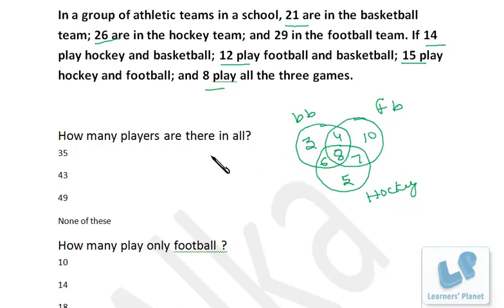How many players are there in all? You just add up all the numbers and you'll be getting the answer instantly. 10 plus 5, 15 and 7, 22. 22 plus 4, 26. 26 and 8, 34, 40 and 43. Right? So simply you can answer the question. How many play only football? Only football, 10 people. Right? Once you solve the Venn diagram, after that whatever the number of questions are there, you can answer them instantly. Okay? I hope you are clear.